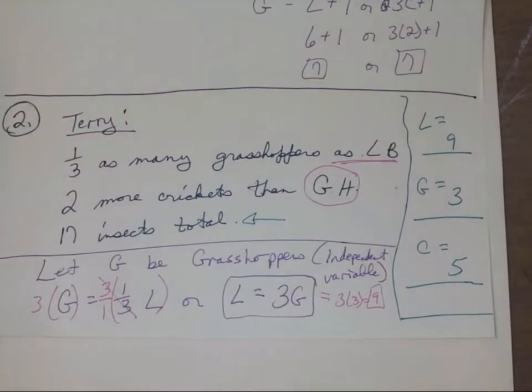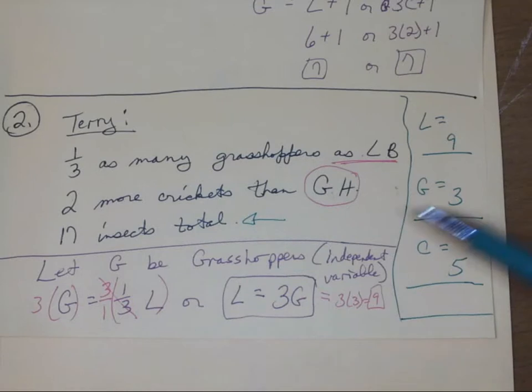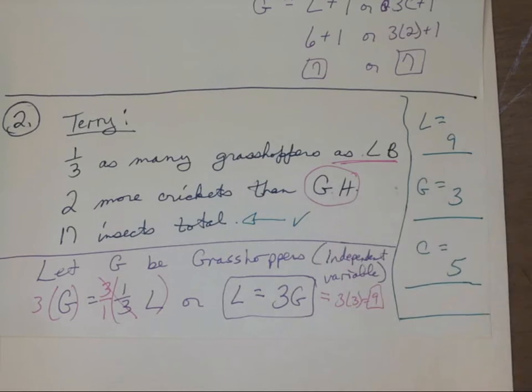So in my brain, I just do a fairly quick check and try to figure out what's going on here. I look for this relationship, grasshoppers versus ladybugs, and indeed, there are 1/3 as many grasshoppers as there are ladybugs. So in other words, ladybugs is bigger, grasshoppers is 1/3 of that. Okay, yep. And whenever I look at grasshoppers versus crickets, crickets has 2 more, yep. And then I'm going to total them up. 9 plus 3 is 12, plus 5 is 17. So my total insects is 17. I'm good.